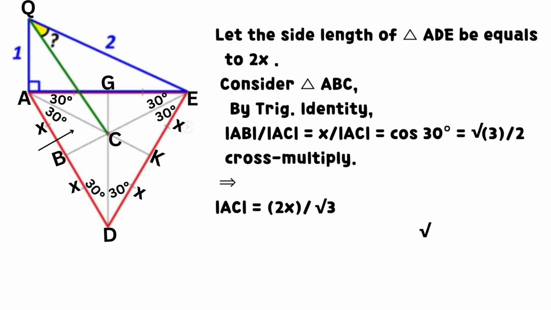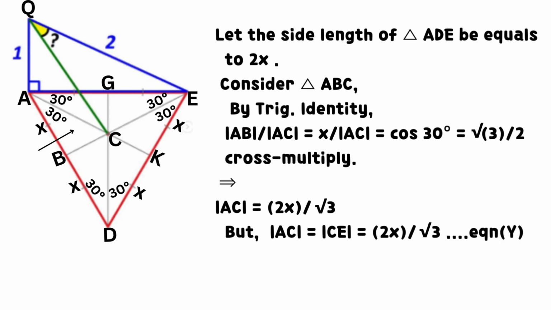Consider triangle ABC. By trigonometric identity, line AB divided by line AC equals x divided by line AC, which equals cosine 30 degrees. The result equals half the square root of 3. Cross multiply and we have that line AC equals the product of 2 and x divided by the square root of 3. We call this equation y for the line AC.